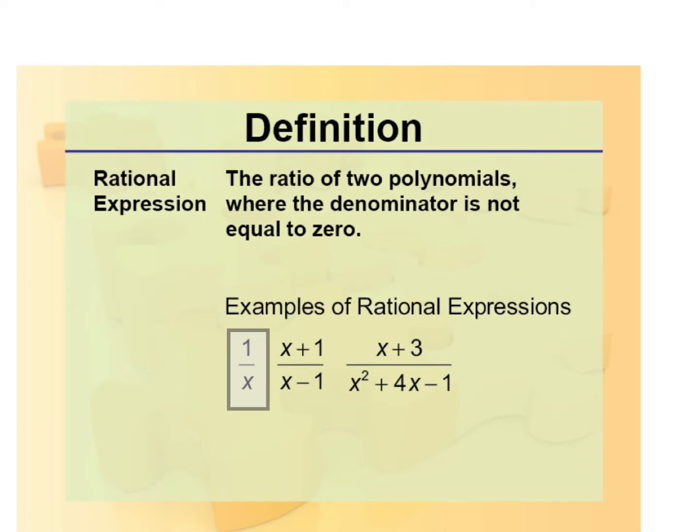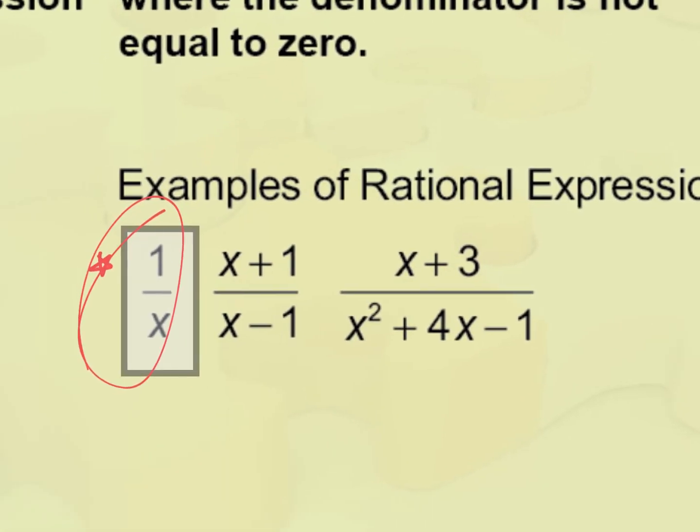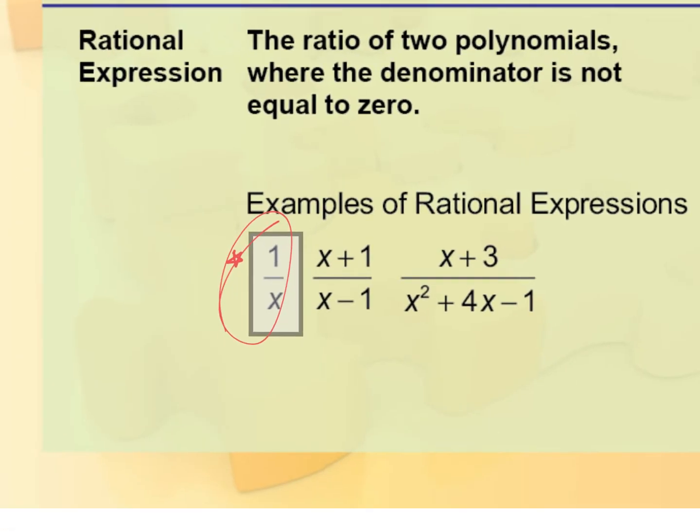So remember guys, a rational expression is a ratio of two polynomials. We talked about these as rational expressions or algebraic fractions. So a couple examples of each rational expression here. We could just have a simple one, 1 over x, which we're going to be working with a ton today. Or we could add or subtract from that x, or even have a quadratic in the denominator.